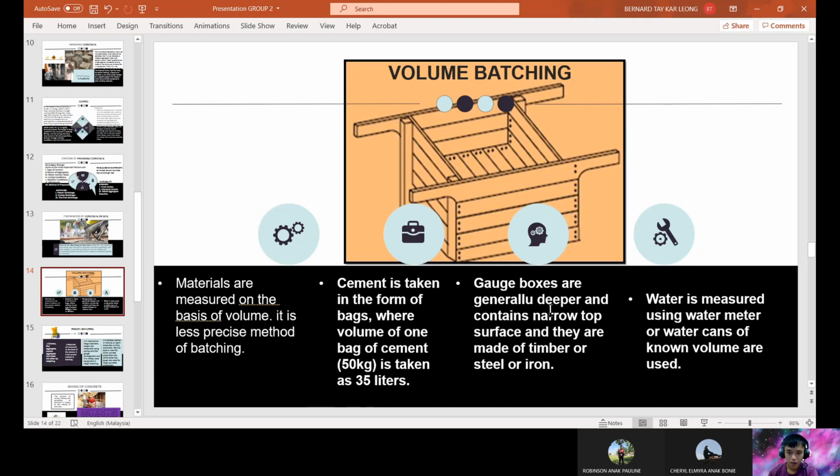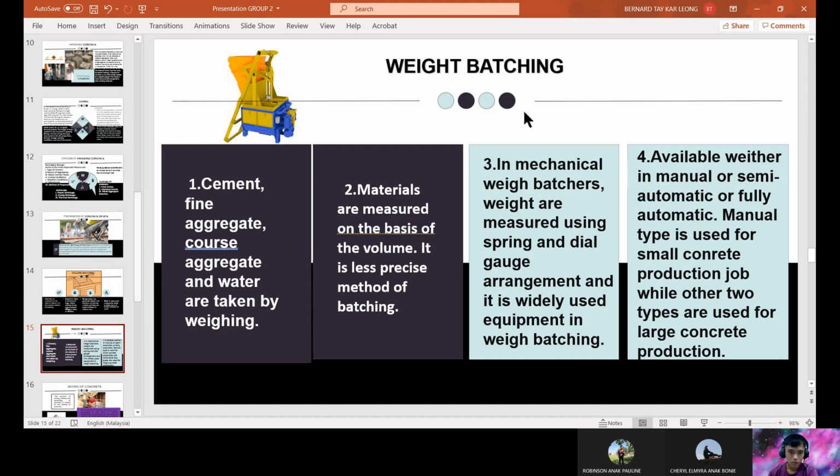Gauge boxes are generally deeper and contain a narrow top surface, and they are made of timber or steel or iron. Then the last one is water is measured using a water meter or water cans of known volume are used. Okay, the second batching is wet batching.